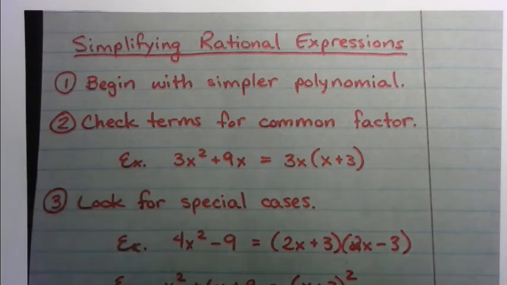So when you're trying to simplify the numerator or denominator, you want to first look, do you have any common factors? For example, the expression we have in front of us, 3x squared plus 9x, those two things have 3x in common. So I would factor out 3x and leave behind x plus 3. There are also some special cases to look out for.